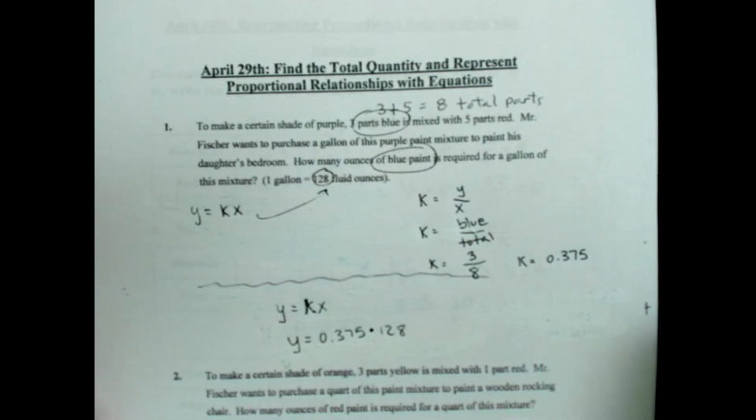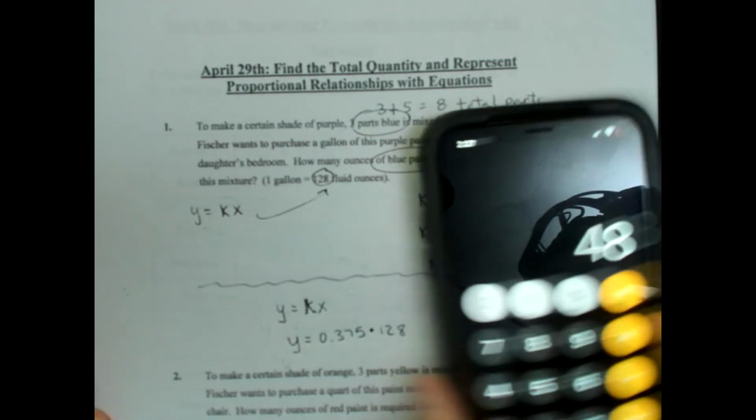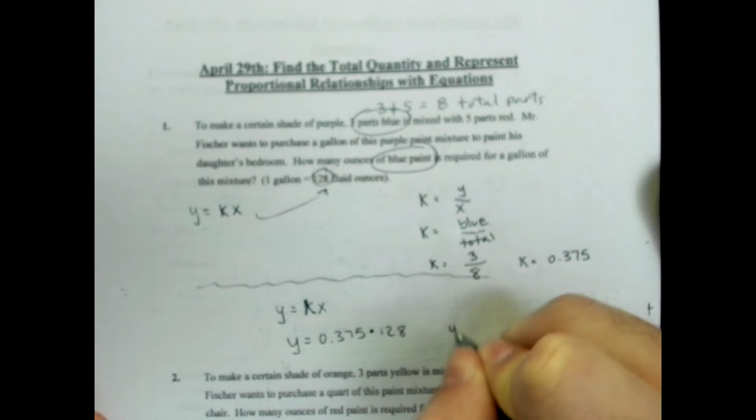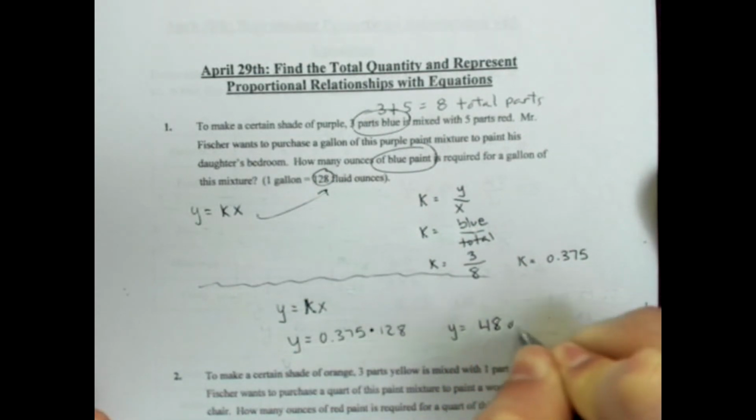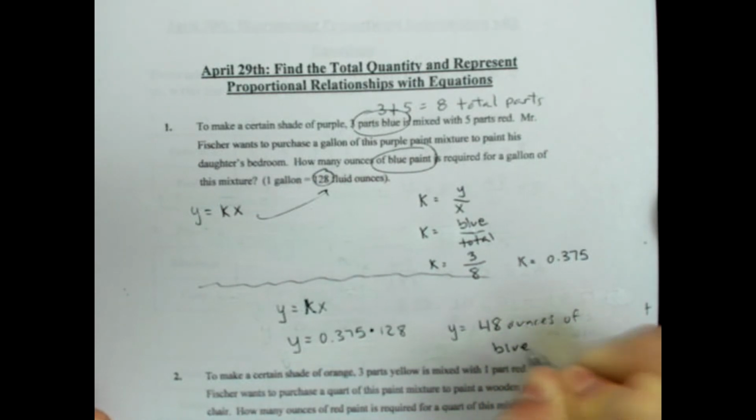So, break out the calculator if you need it. All we have to do is the multiplication that's happening here to figure out how many ounces of blue paint we're going to need. So it's going to be the 0.375 times 128, and it ends up being, we need 48 ounces of blue paint.